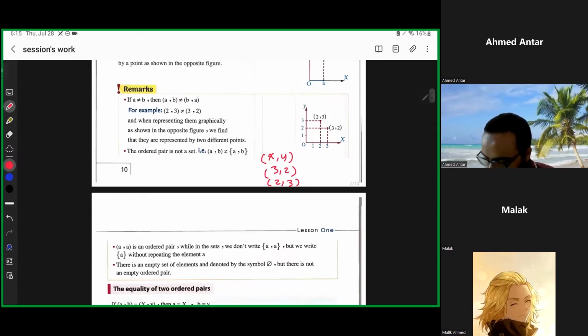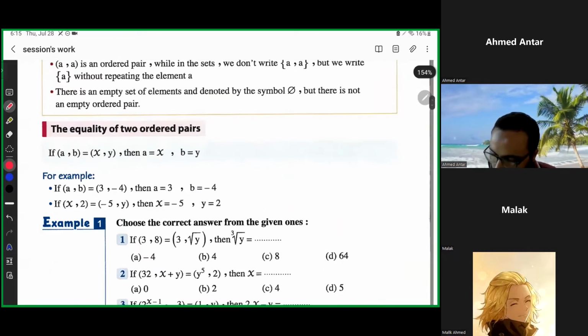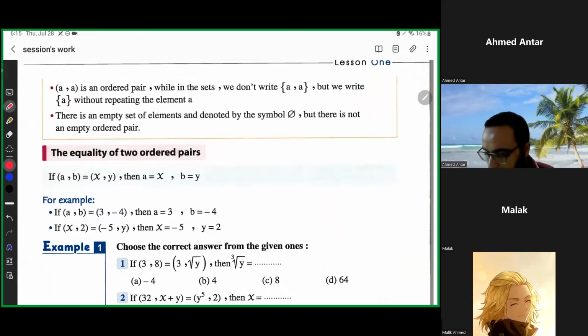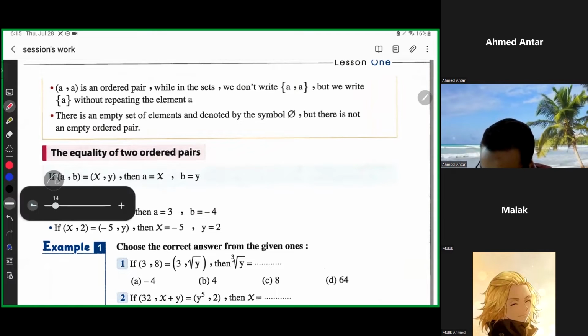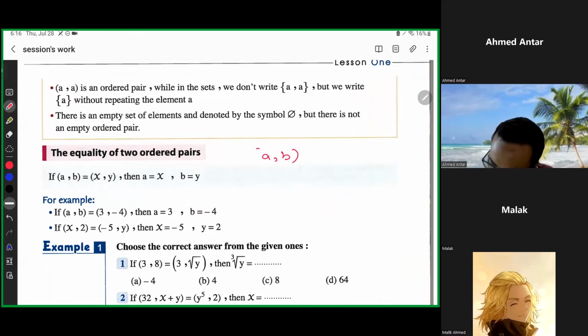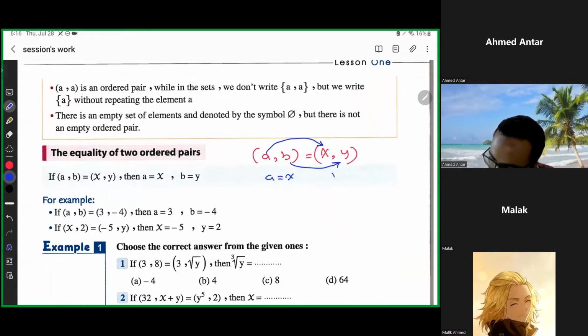طيب, the equality of two order pairs، ده سؤال مهم جدا بيجي في الامتحانات، اللي هو يقول لي مثلا عندنا order pair اسمه A and B and we have another order pair called X and Y. So right now if A and B equals X and Y, so the A equals the X and the B equals the Y.